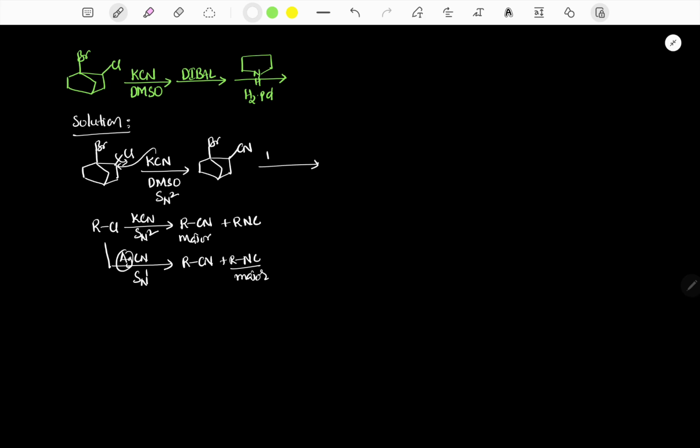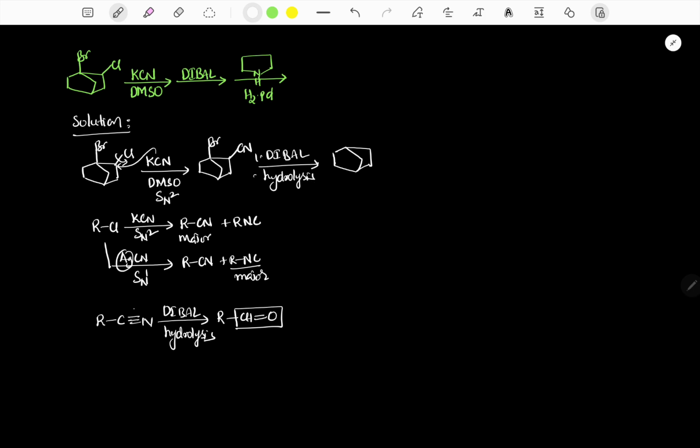Now it is treated with DIBAL. So we know the basic reaction. When cyanide is treated with DIBAL, cyanide undergoes reduction, and finally it gives the corresponding aldehyde after hydrolysis. So hydrolysis is granted. After hydrolysis, the corresponding product has Br remaining unaffected and the corresponding aldehyde.